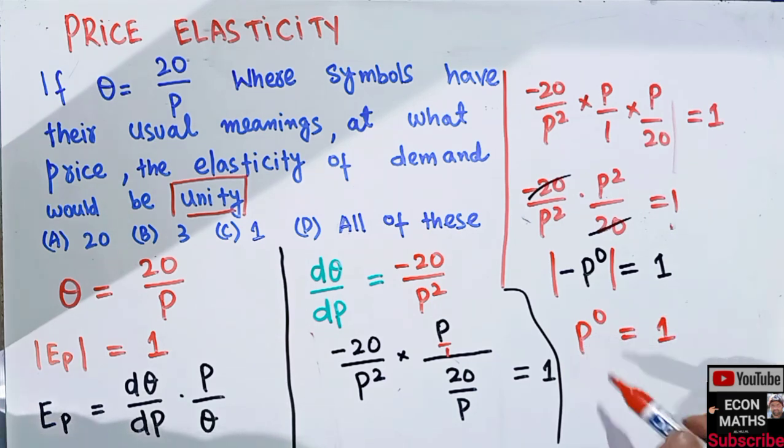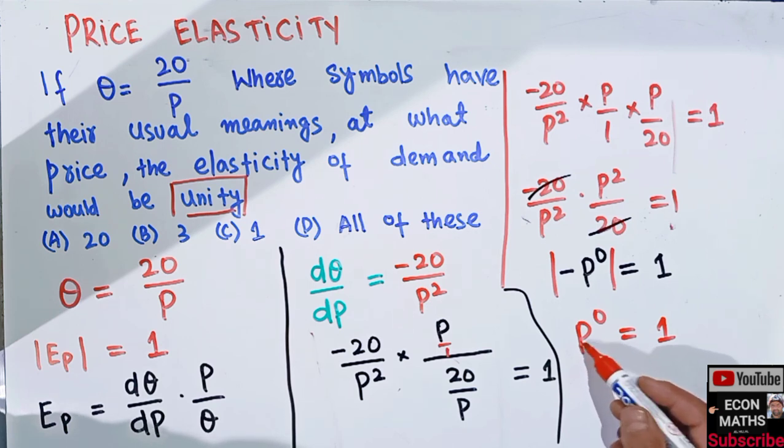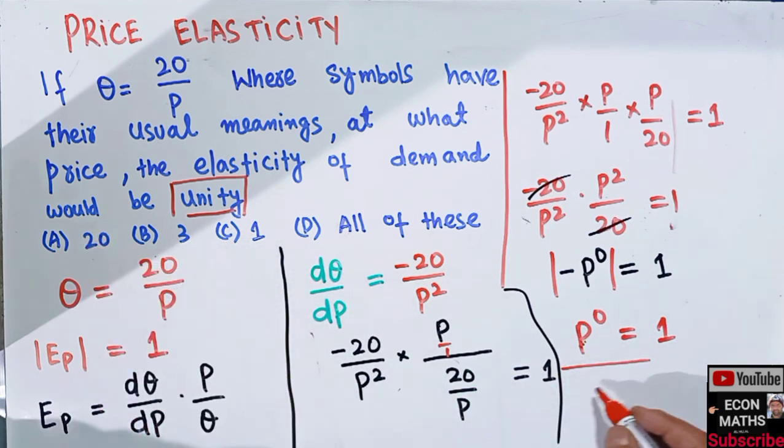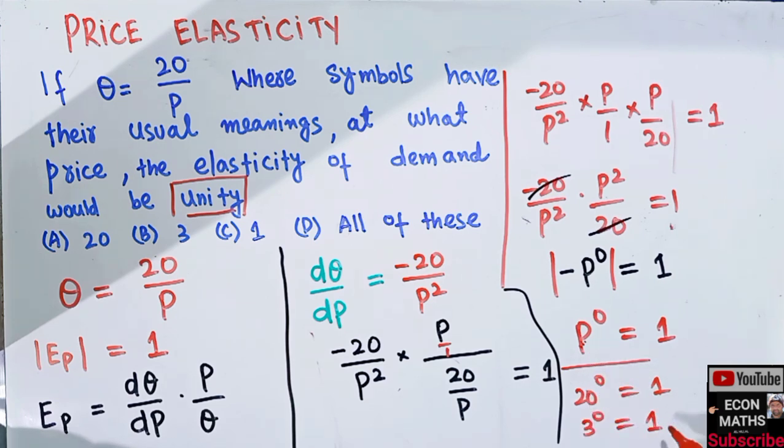Okay, now for different values of P, price elasticity of demand will be equal to 1. If in place of P we have, let us say, 20, we will have 20 raised to the power 0, again equal to 1. If in place of P we have 3, then 3 raised to the power 0 is again 1. So we know that anything raised to the power 0 is equal to 1. That means the price at which elasticity of demand will be unity will be all of these numbers. In fact, any positive number is applicable here, so that the elasticity of demand would be unity. Why? It is a special case.